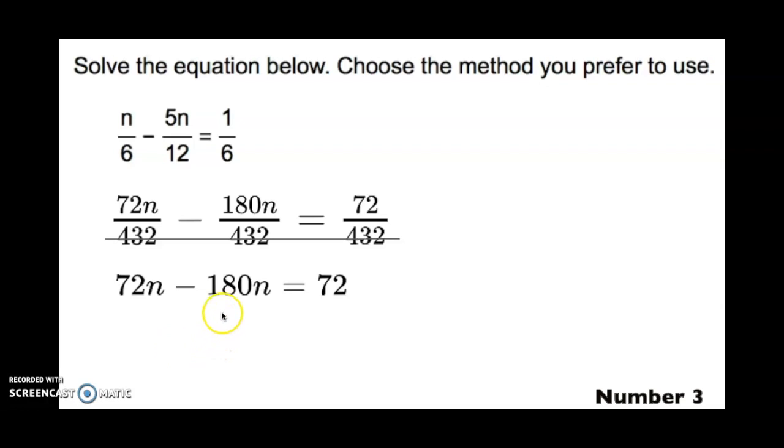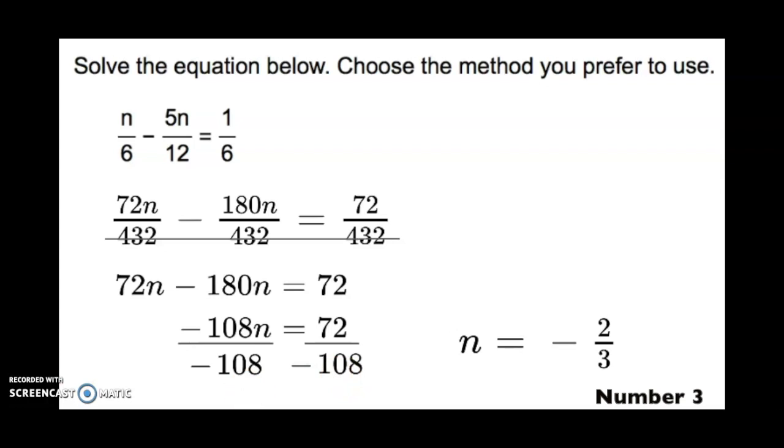Now I combine my like terms. 72n minus 180n is negative 108n. I divide both sides by negative 108, and I'll have 72 over negative 108, which reduces down to negative 2/3. So my answer is going to be negative 2/3.